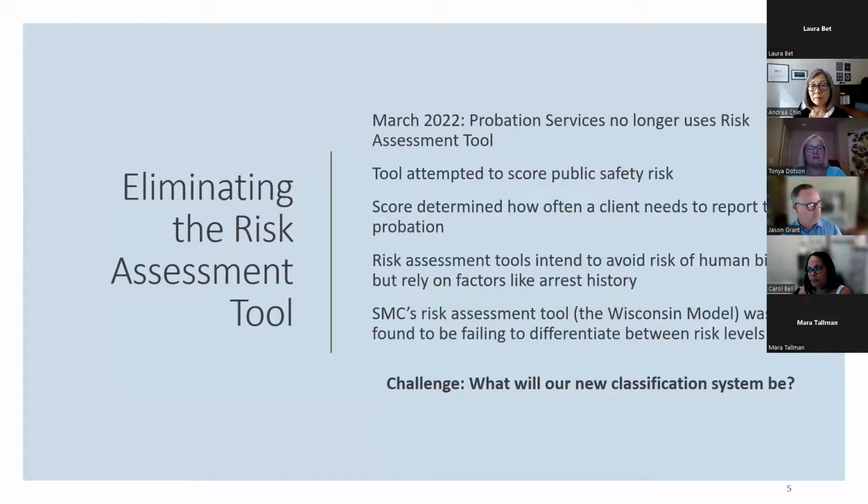Risk assessment tools, our previous tool was the Wisconsin, intend to avoid risk of human bias, but they rely on factors like arrest history, peer associations, and employment status. And the Wisconsin was found to be failing to differentiate between risk levels. It was over-classifying risk with especially adverse effects for Black and Native American clients. Courts are required to use a standardized classification system to determine how often probation clients report. When we retired the risk assessment tool, we were left with the challenge of what our new classification system will be.